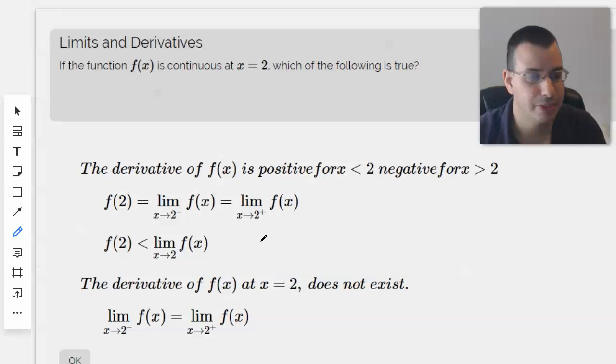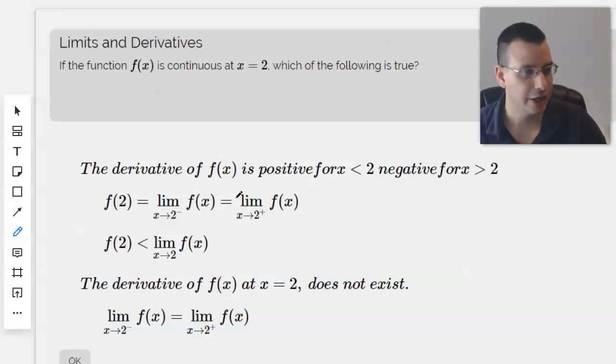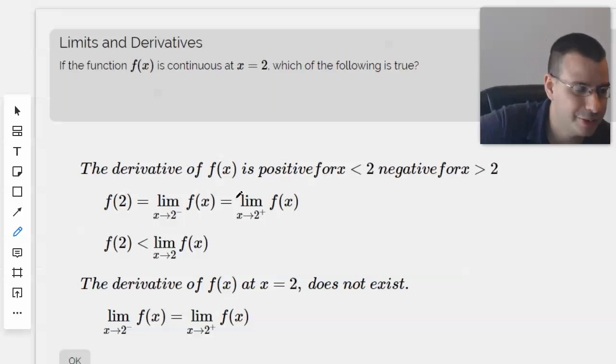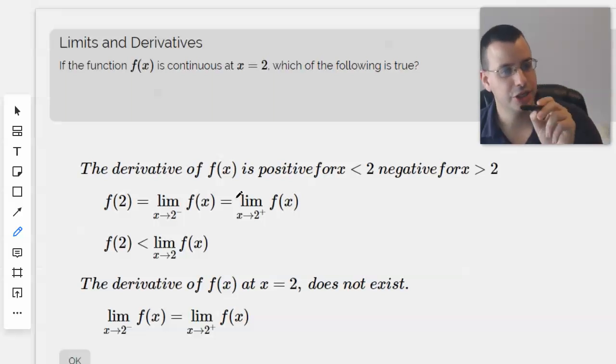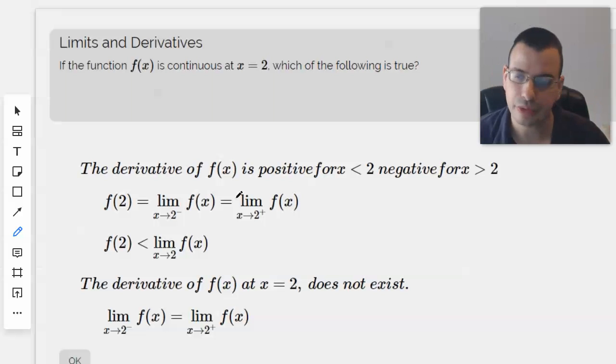No. Maybe. So continuous just means you can basically draw it with a straight line. That was terrible. Continuous means that you can draw it with your pencil without picking up your pencil. So it has nothing to do with positive or negative. So it's not this one.